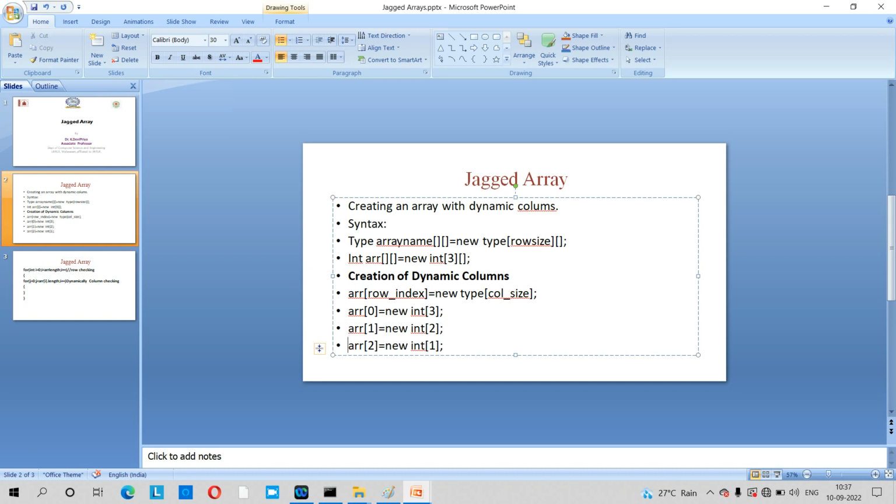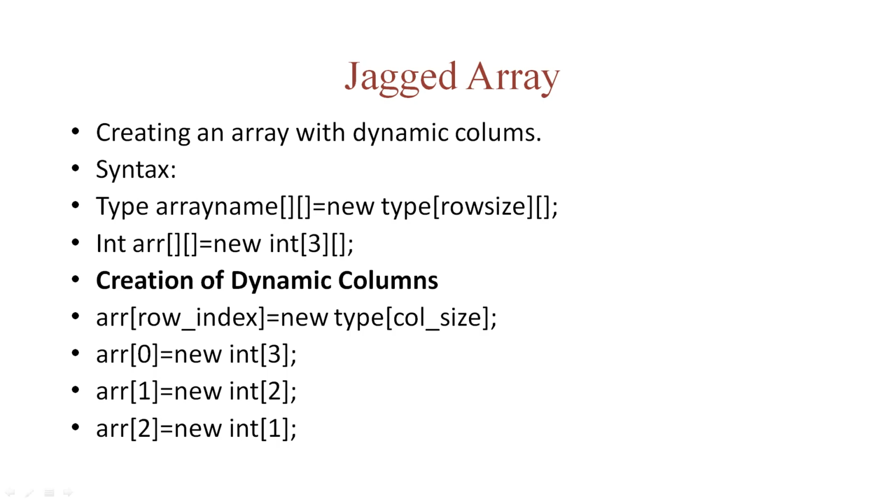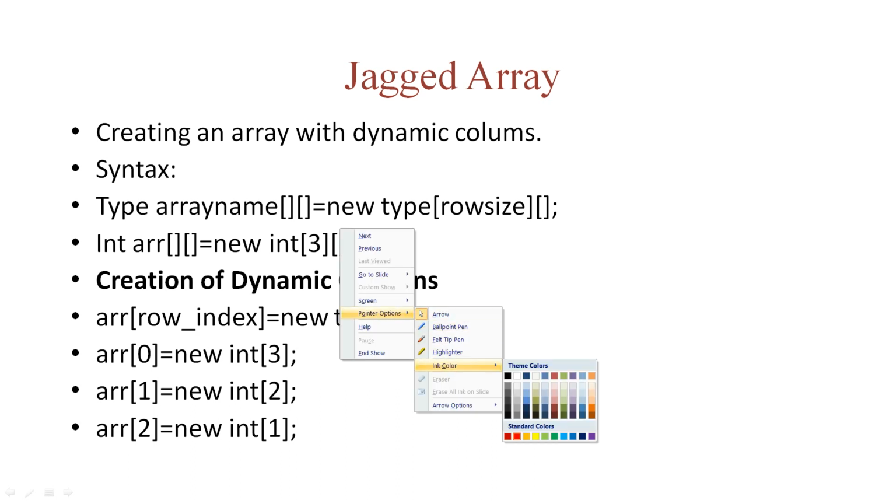Just take the array name of the index, 0 index. How many columns will be required? New int of 3: the first row will have 3 columns. First row means 0 index. How many columns will row 0 have? 3 columns will be there.